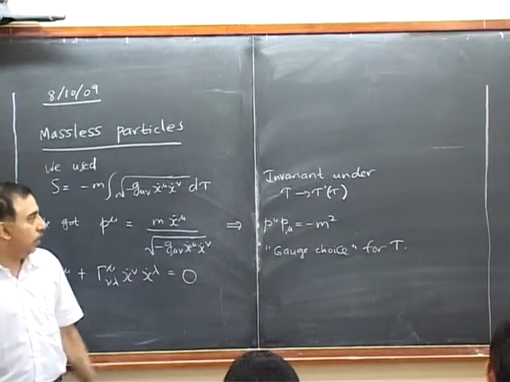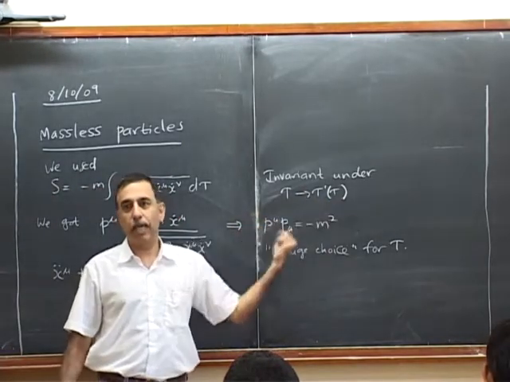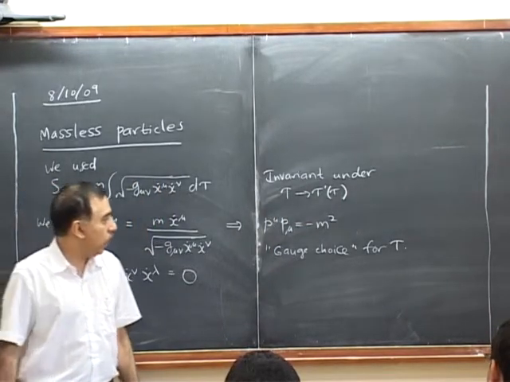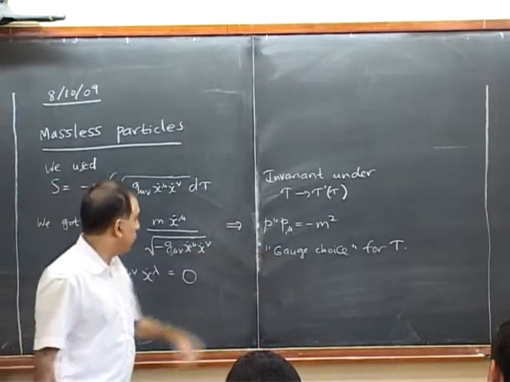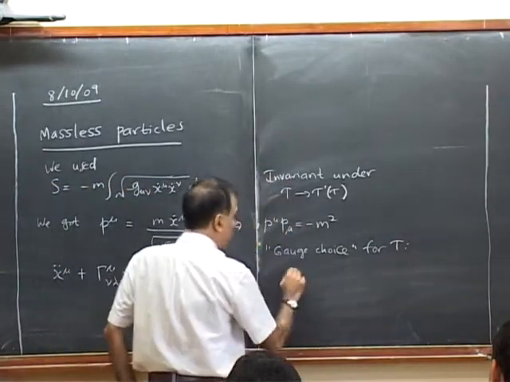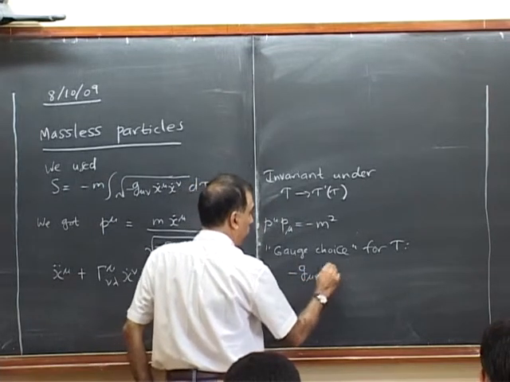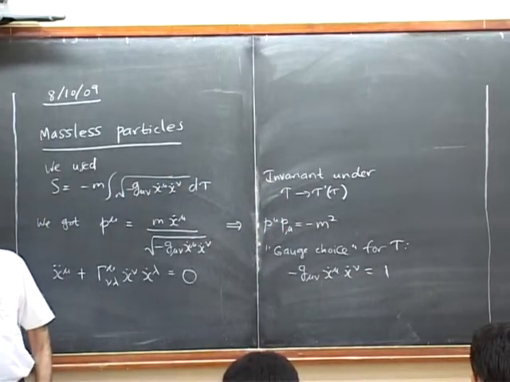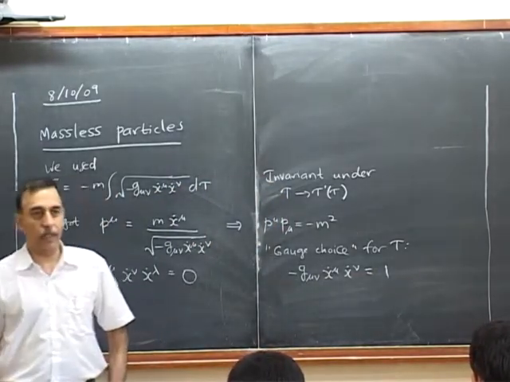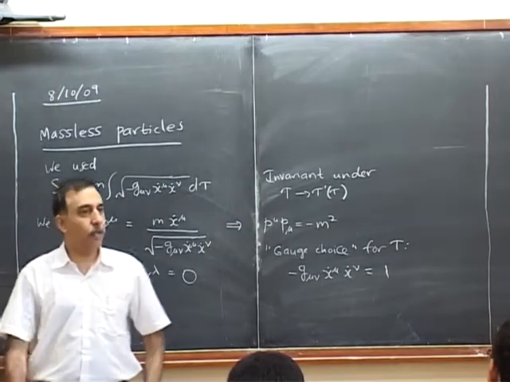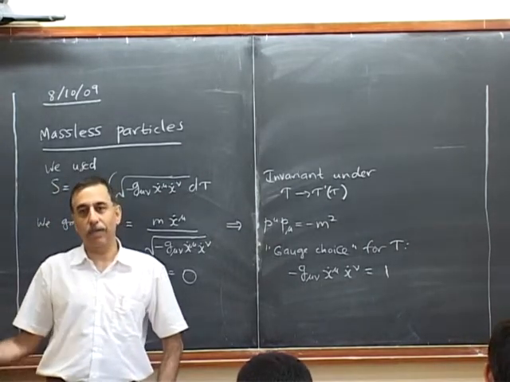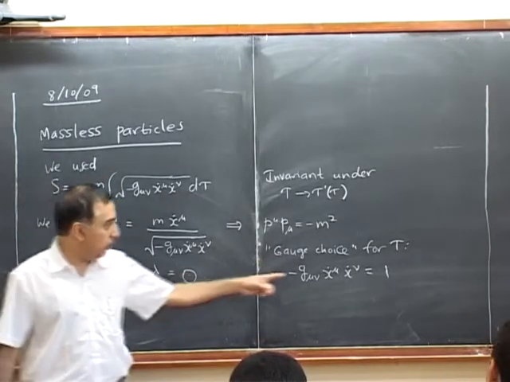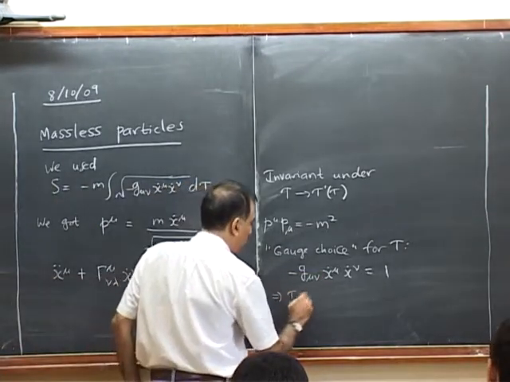And we can fix it, which corresponds to choosing a particular coordinate, which we often do, just for our convenience. One particular such gauge choice for tau says, let's just fix minus g_{μν} ẋ^μ ẋ^ν equals 1, or 2, or 10, or anything you feel, or even a function of tau which we have predetermined, cos of tau, sine of tau, anything, but in particular, 1 is a very simple one. This is the one which gives tau as the proper time.